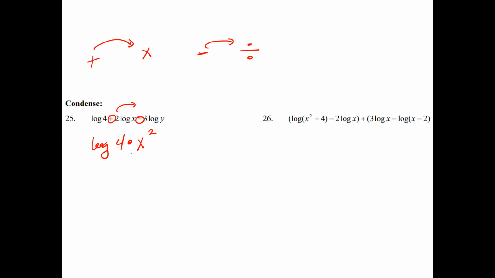Minus means there's a divide. So I'm going to put a division right here. You don't need to write the log down anymore, but there's a 3 in front of it. So that 3 goes with a y. So it's divided by y cubed. And that's your answer for number 25.